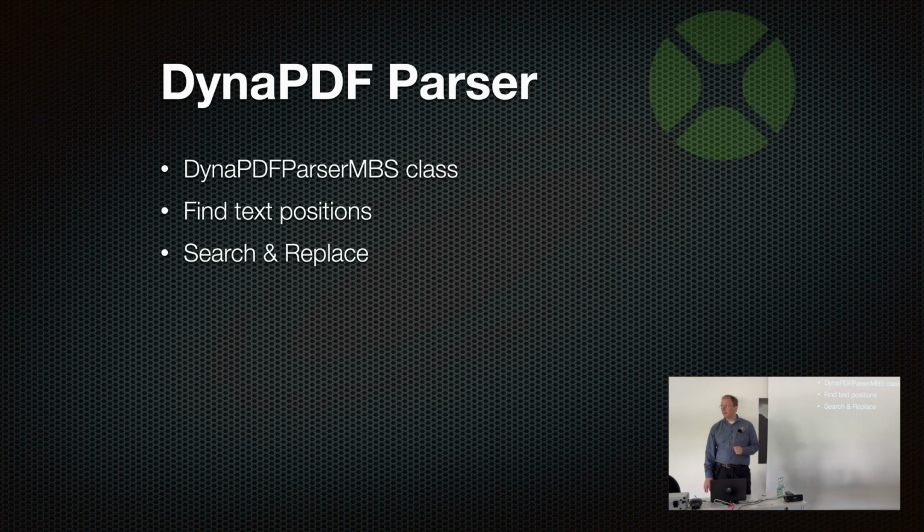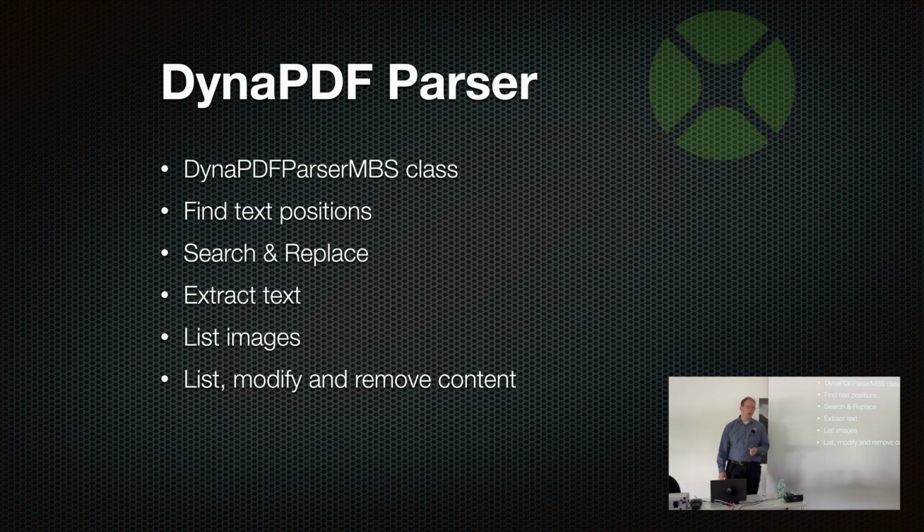You can do a search and replace. Like a lot of people love to have the customer provide a template PDF and then just replace text there. You can also extract, of course, the text and list images in the file. And we recently got the content classes, so you can really go over all the drawing commands in the PDF page, get an object for every drawing command with all the parameters. You can remove individual items or modify the commands. So for example, change a color or remove a line if you want.